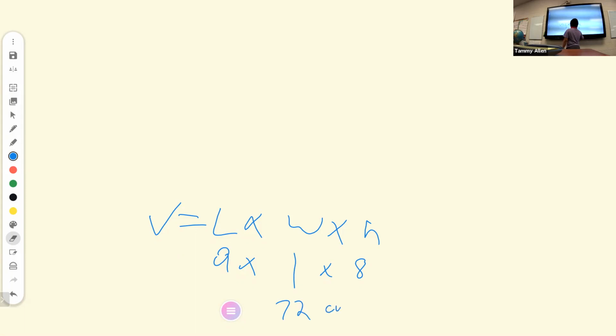How do you spell that? Cube. You can do M with a little 3 as an exponent. Cubic. M for meters. And you use the 3 as the exponent. So you raise the 3. There you go.